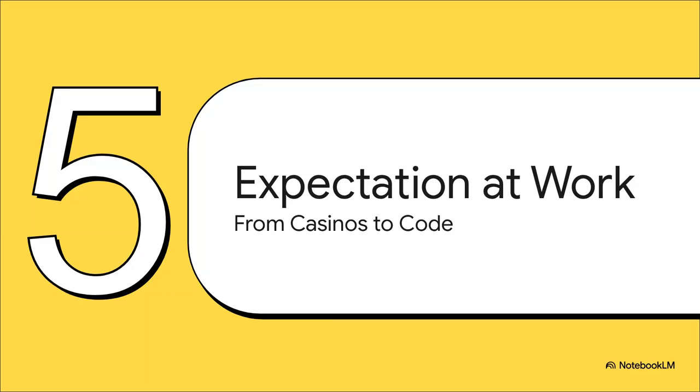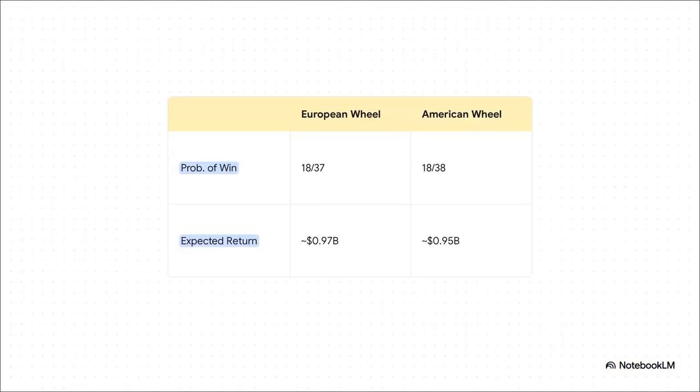from the odds at a casino to the code running on our computers. Imagine you bet $100 on red in roulette. On a European wheel, your expected return is about $97. But on an American wheel, with that extra double zero slot, your expected return drops to about $95. That tiny difference in the wheel costs you an expected $2 on every single bet. That's the power of expectation at work.